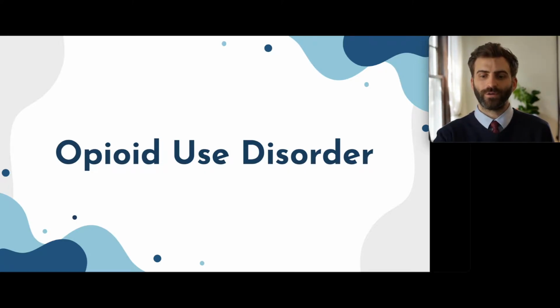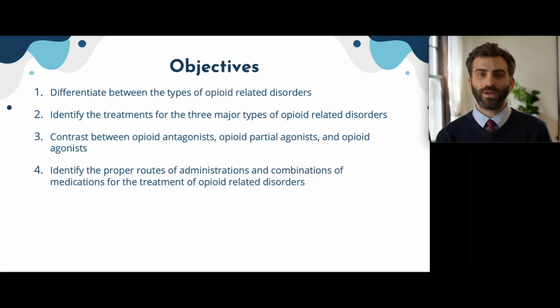Opioid use disorder. There are four major objectives to this presentation. By the end of this presentation, I hope that you will be able to differentiate between the types of opioid-related disorders, identify the treatments for the three major types of opioid-related disorders, contrast between opioid antagonists, partial opioid agonists, and opioid agonists, and identify the proper routes of administration and combinations of medications.